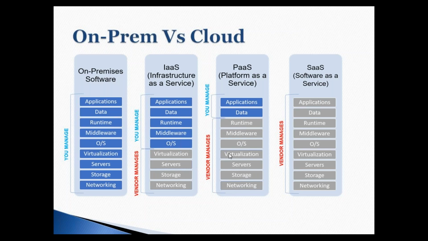The rest everything will be managed by the vendor, meaning network, storage, virtualization, etc. will be managed by Oracle. The customer will get a chance to work on applications and data. In the case of IaaS, it further increases. The customer will get a chance to work on all these, and the remaining things will be managed by the vendor. This is the basic difference between on-premise versus cloud.